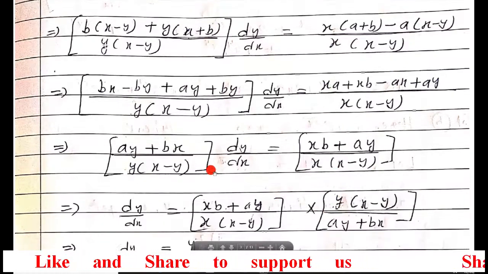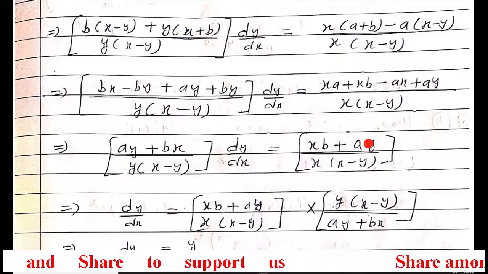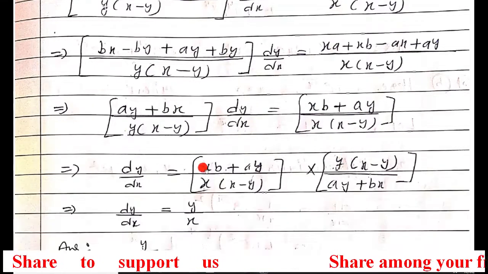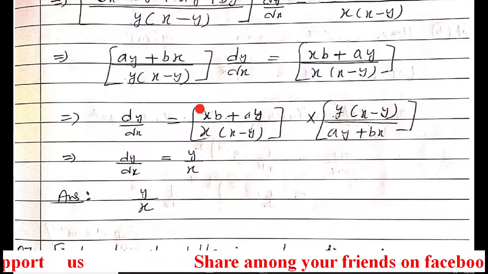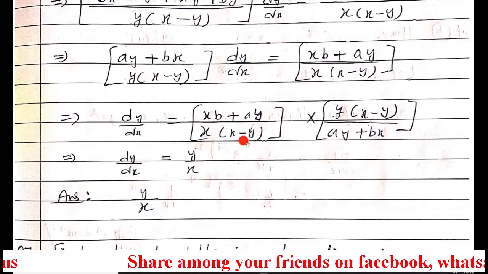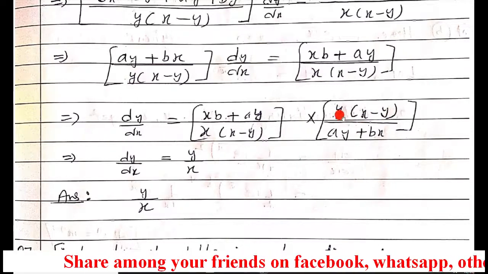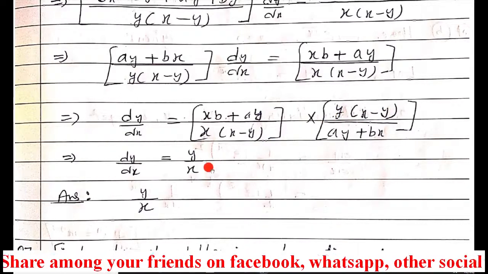Now what we found is here the numerator is the same, so they will cancel, or what I had done is this fraction is in multiply, so it will go in divide. So this and this are the same, so it will cancel. x minus y will cancel by x minus y, so we are remained with y upon x.